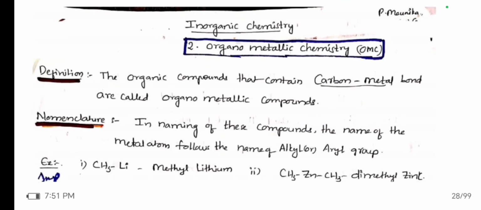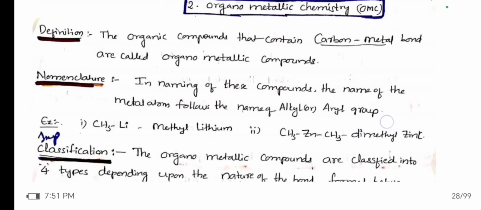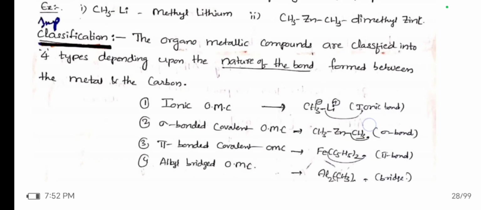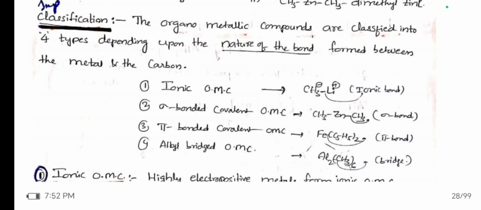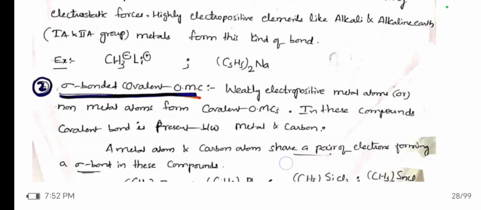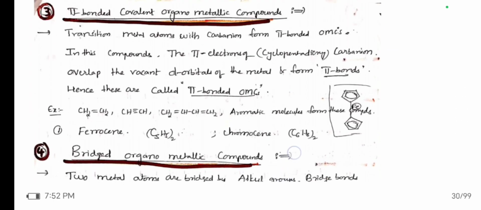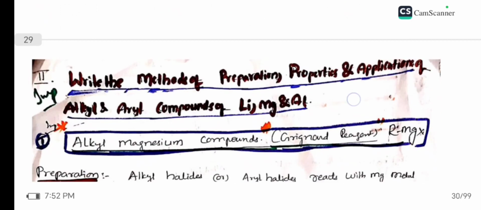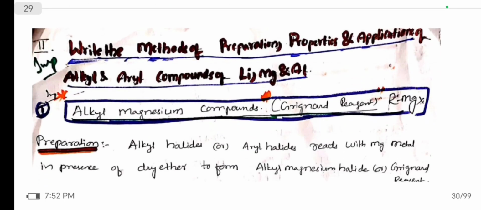metal carbonyls. In metal carbonyls, we have one more topic also, that is organometallic chemistry. Organometallic chemistry classification and examples: ionic, sigma bond, pi bond, alkyl, bridged. At least remember one example for ionic, covalent, bridged. Remember one example. This question is important.